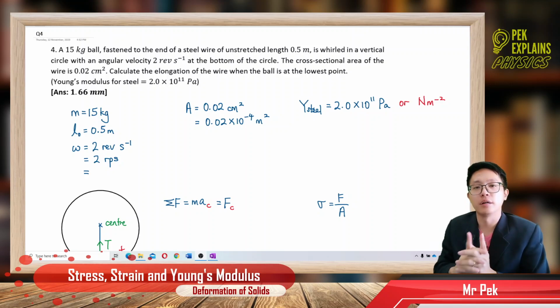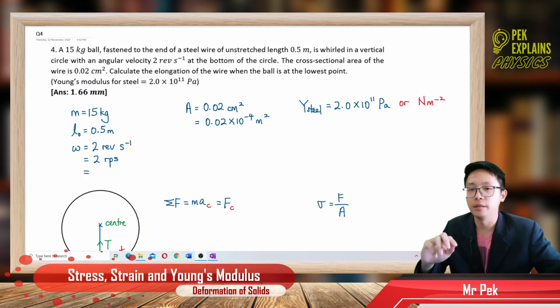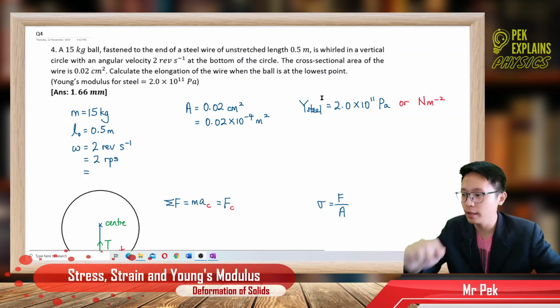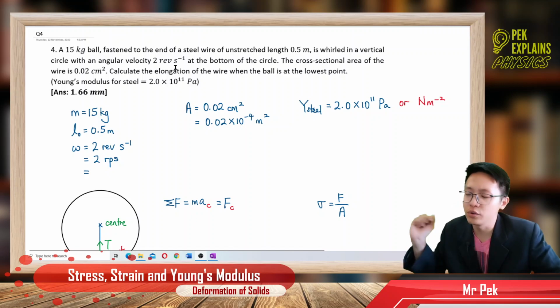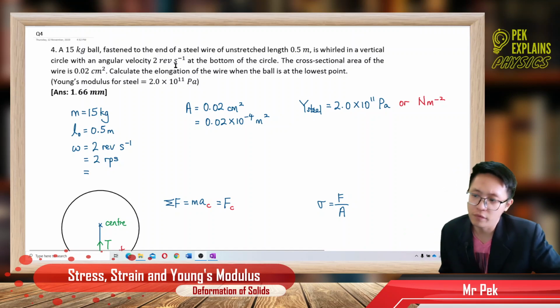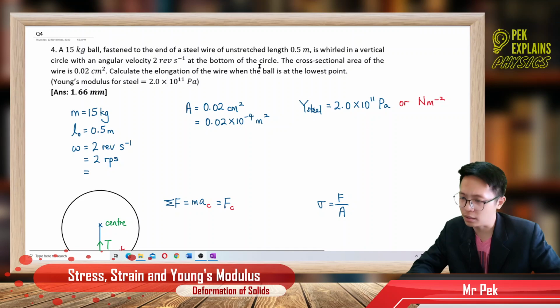Alright, now this is question 4 in deformation of solids. A 15-kilogram ball fastened to the end of a steel wire of unstretched length 0.5 meter is whirled in a vertical circle with an angular velocity of 2 revolutions per second at the bottom of the circle.